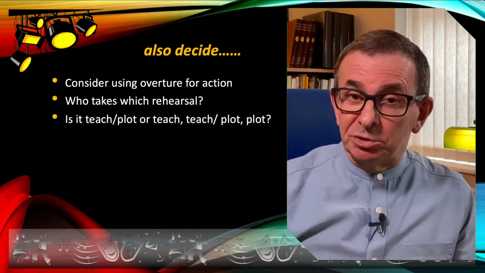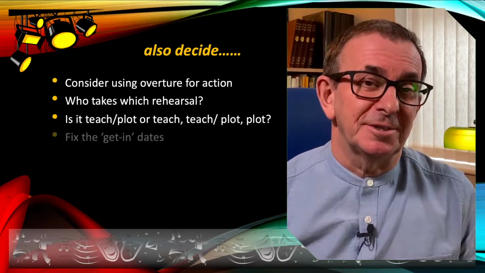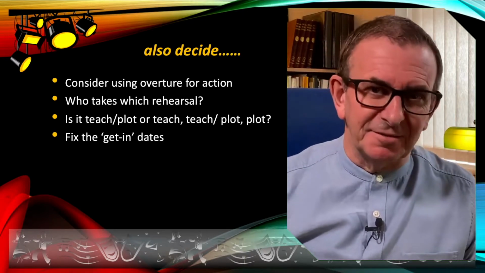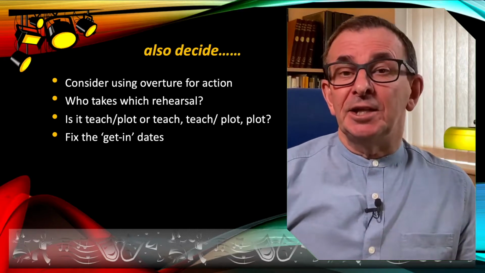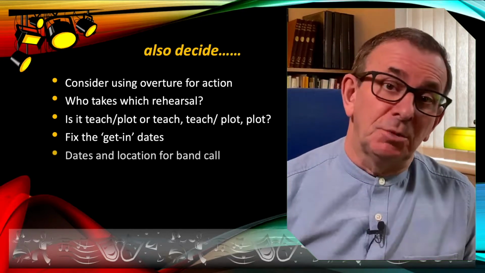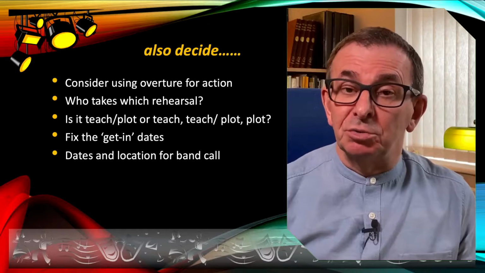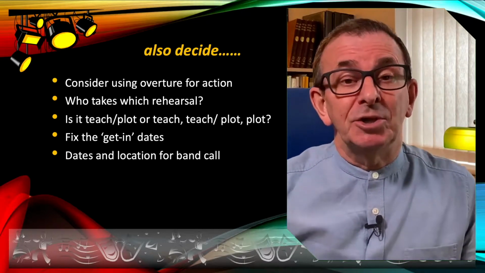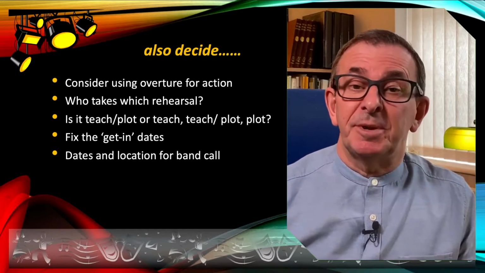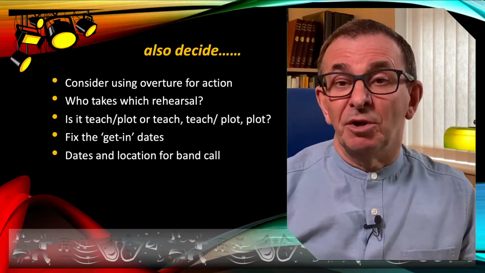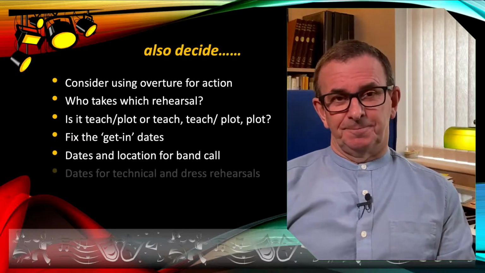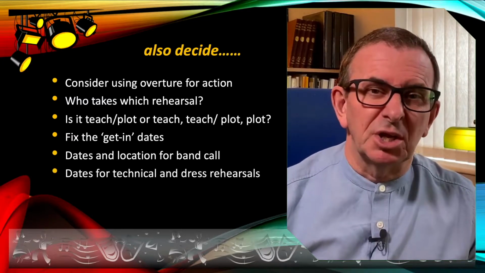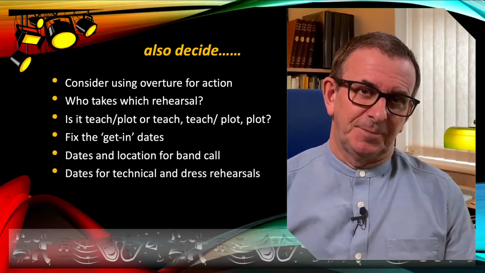It's always useful to know when the production is to start to move into the venue, and these dates are usually decided way in advance. Dates and location for the band call also need to be agreed and confirmed as soon as this is viable. On many occasions, the band or orchestra may not have access to the performance space for the rehearsal, and some other location may need to be arranged. Dates for technical and dress rehearsals are also usually confirmed way in advance.